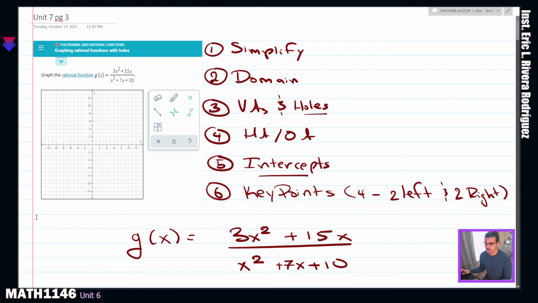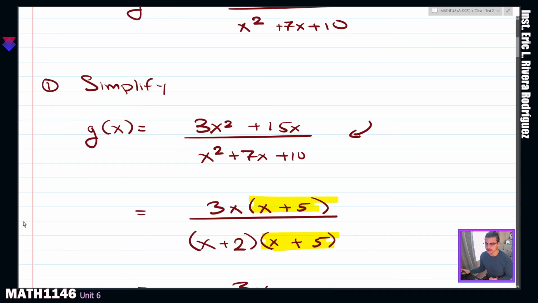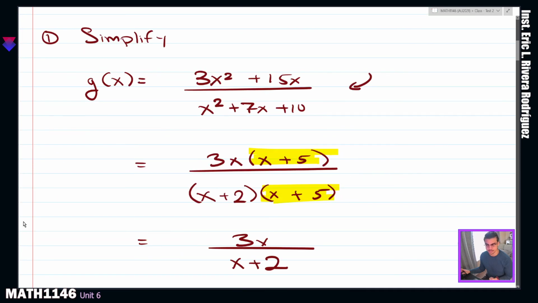All right. So as a review, we have 6 steps to follow in order that will help us to sketch the graph. Simplify, identify the domain, vertical asymptote and hole, horizontal or oblique asymptote, intercept, and key points. Okay. First, we start with the simplification. To do the simplification, factor both numerator and denominator and see if there is any common factor. Those common factors are going to get cancelled.